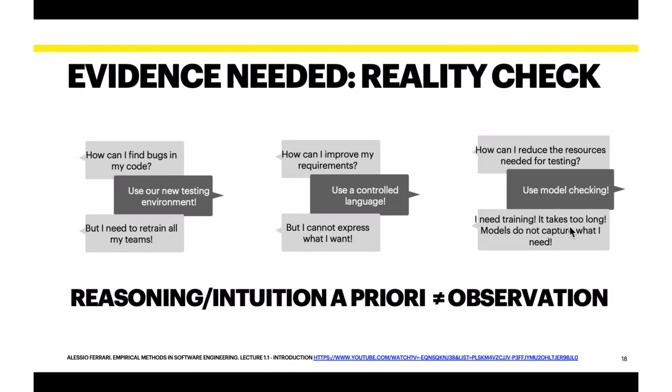Lots of realistic software systems cannot be model checked because it simply takes unreasonable amount of time. And if you are applying model checking not to the source code itself, but to models, then those models do not necessarily capture the intention or have to be constructed based on the source code. And again, correspondence between those models and the source code is not necessarily obvious. So in general, reasoning and intuition a priori are not necessarily agreeing with observations. And this is the focus of empiricism.